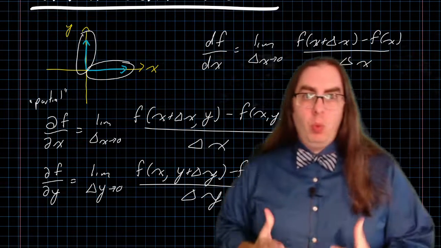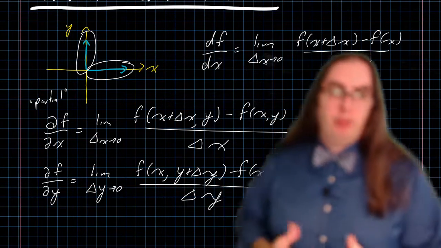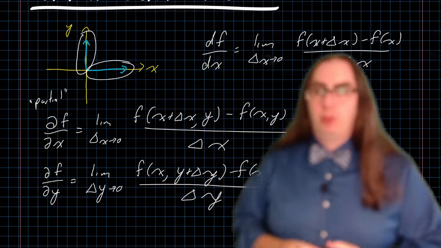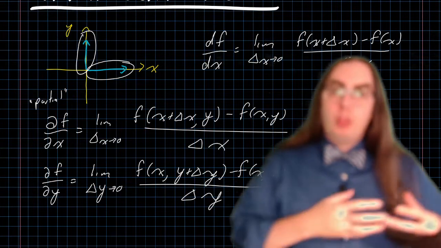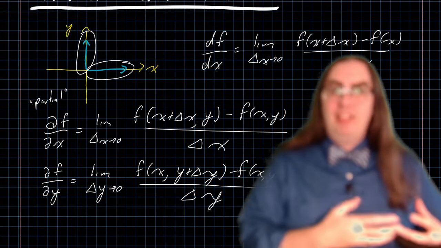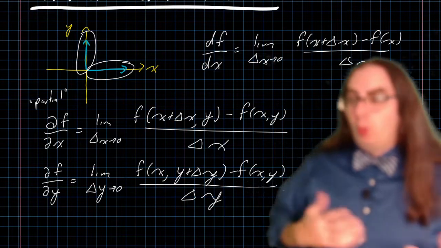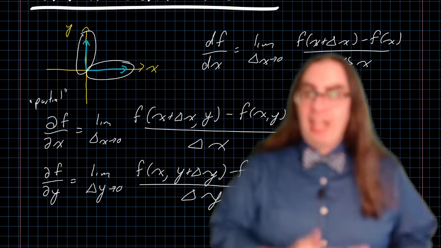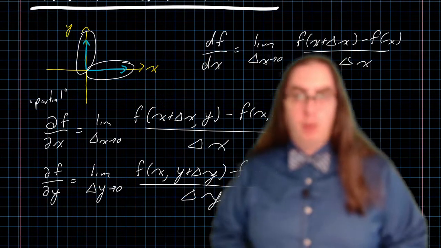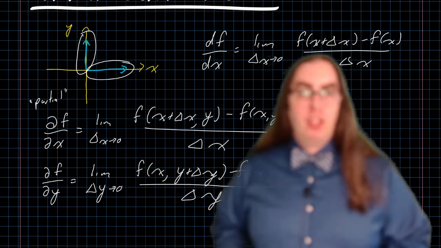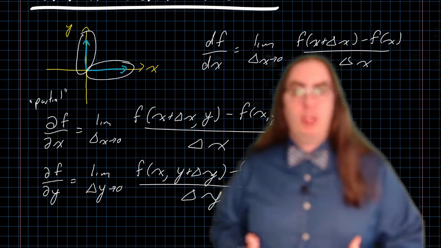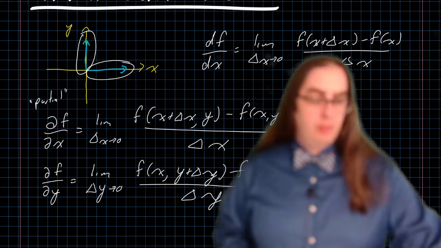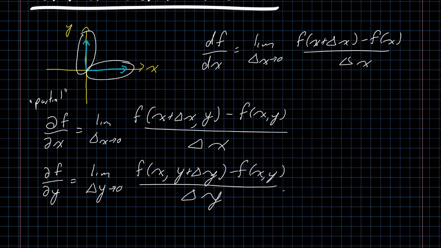So a simple way of remembering what the partial derivative is trying to do: when we take the partial derivative of a function with respect to x, we're going to pretend that y is a constant value. When we take the partial derivative of a function with respect to y, we're going to pretend that x is a constant value. And we'll treat every variable except for the one that we are taking the derivative with respect to as a constant.